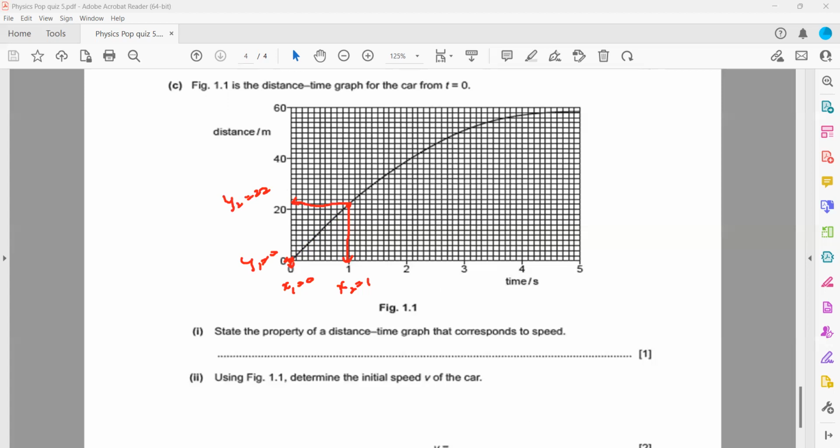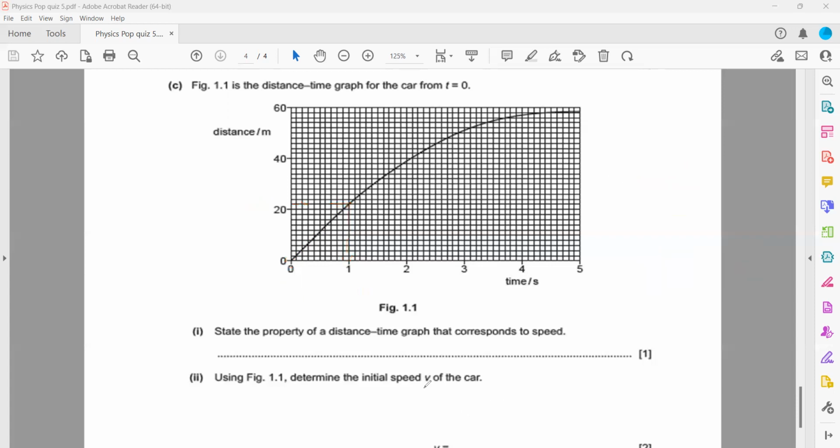So we take the gradient, which is y2 minus y1 over x2 minus x1. The y2 is 22, y1 is 0, x2 is 1, and x1 is 0. So it will be 22 divided by 1, and we get 22 meters per second. That's how we work this out, because they ask for the initial speed, the starting speed. That's why we take the initial part of the graph to work it out.